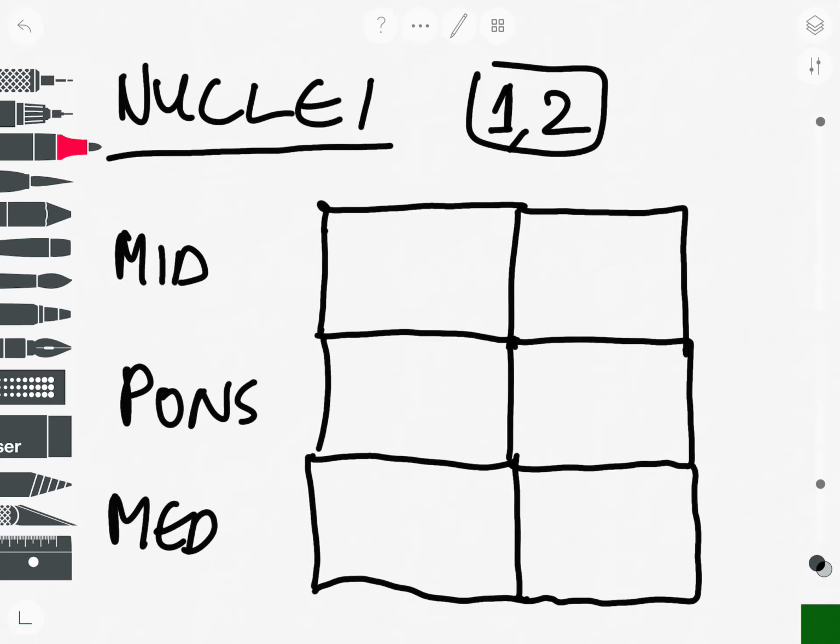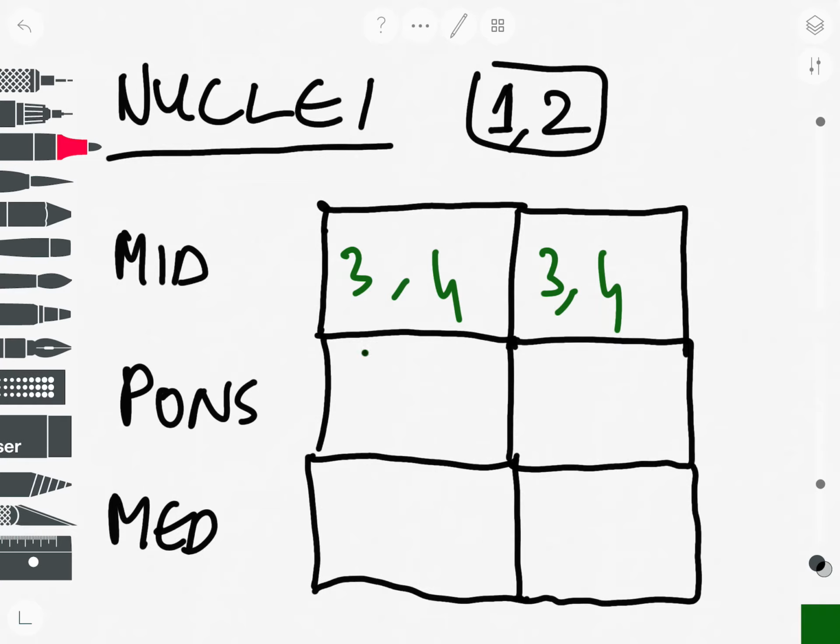So the midbrain is the superior most part of the brainstem, and the medulla is the inferior most. So that leaves you with the pons in the middle. So you have 1 and 2 above it, and the good thing is that it goes in a kind of descending order, and that really helps with remembering them. So 1 and 2 on the top, and then you go to the midbrain and you have 3 and 4, and because you have 2 sides to it, you get a 3 and 4.